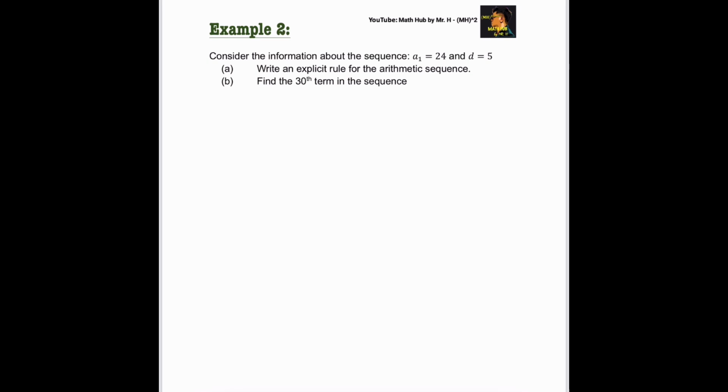Let me write the answer here for 2A. Since we were given the information about the first term and the common difference, what we need to do is to substitute these values into the formula I introduced to you earlier in example 1. So a sub n equals a sub 1 plus n minus 1 times d. So a sub n equals a sub 1 is 24 plus n minus 1, d is given, which is 5.